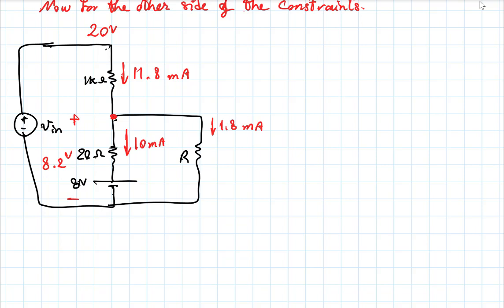Again, please verify my numbers here. So then R max is 8.2 volts divided by 1.8 milliamps, which is how much? Is this approximately 5? Yeah, kilo ohms.